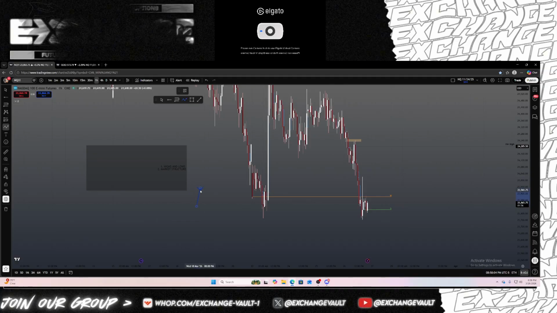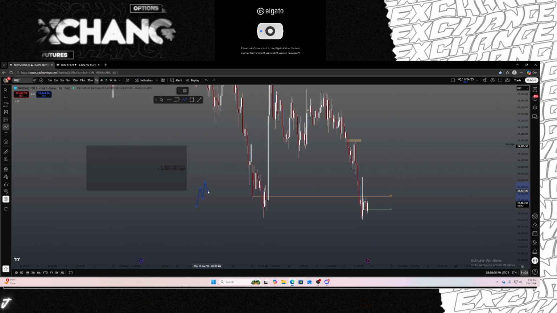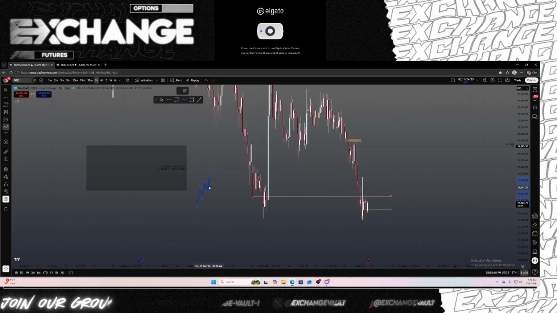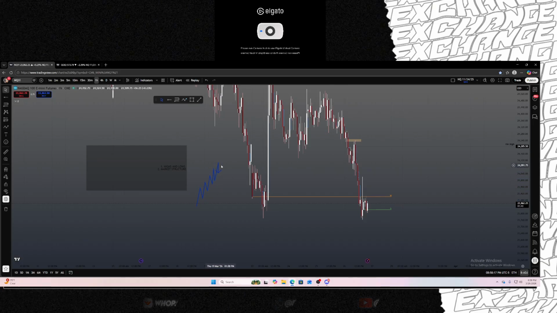We use highs and lows, something like this. These are our highs, these are our lows. That's our new low because we broke the previous high. We broke the previous high, that's our new low, and we do it again. This is called an uptrend, correct?